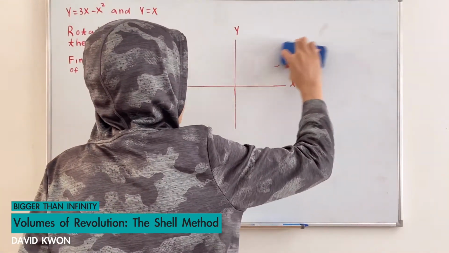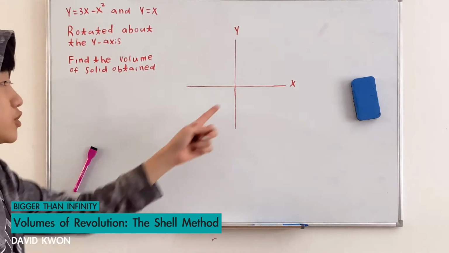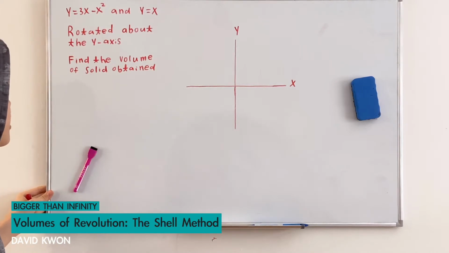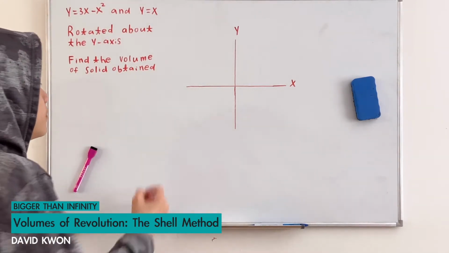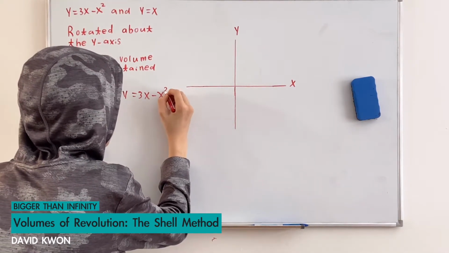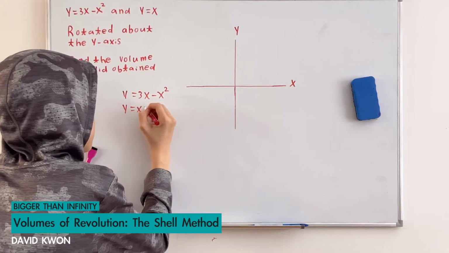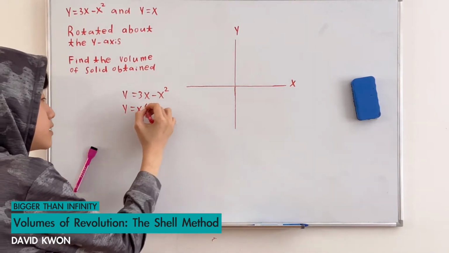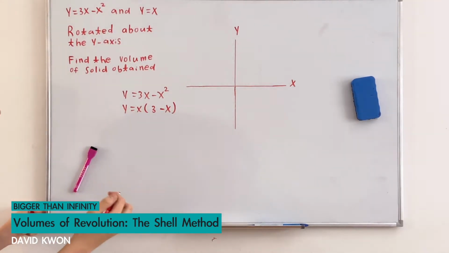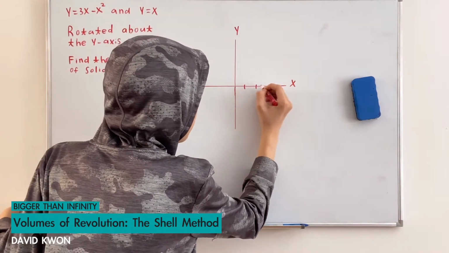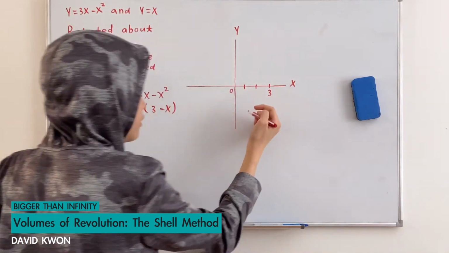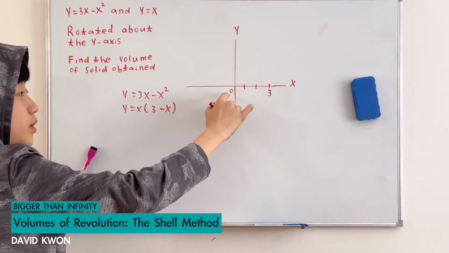So first, what we have to do is find the graph of the function. So let's try this first. y is equal to 3x minus x squared. Things we can pull out of that: we can factor out the x, so we have x times (3 minus x). So we claim that when x is equal to 3 and when x is equal to 0, the graph intersects at the points 0 and 3.